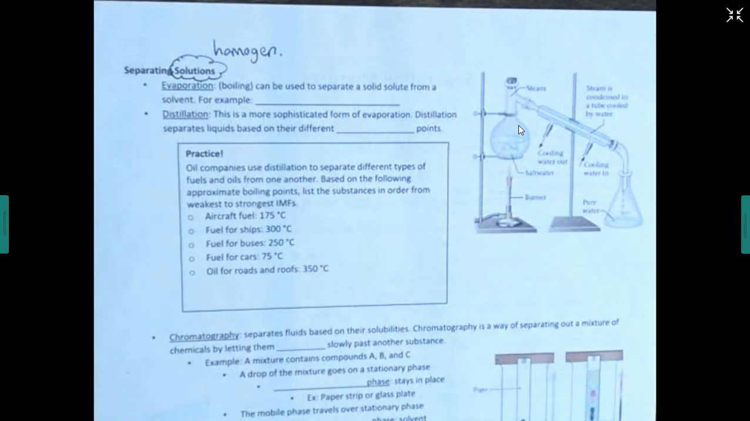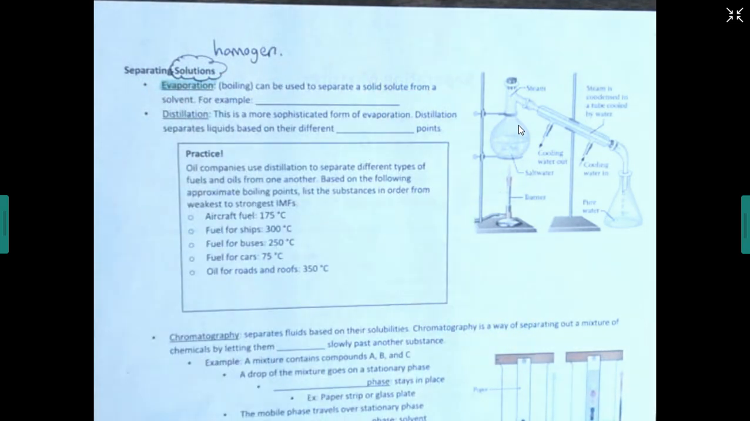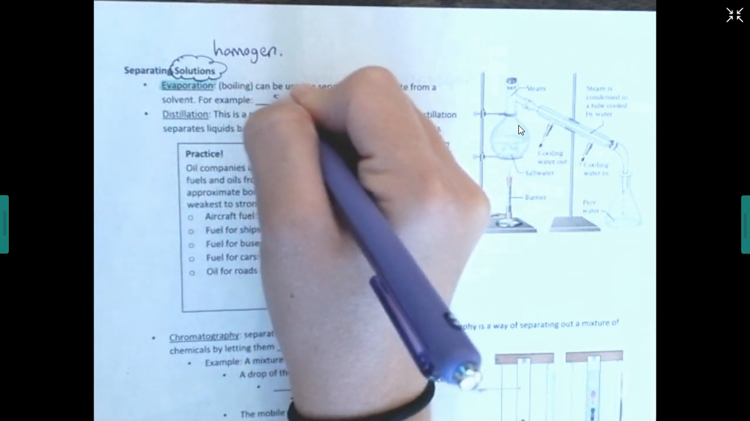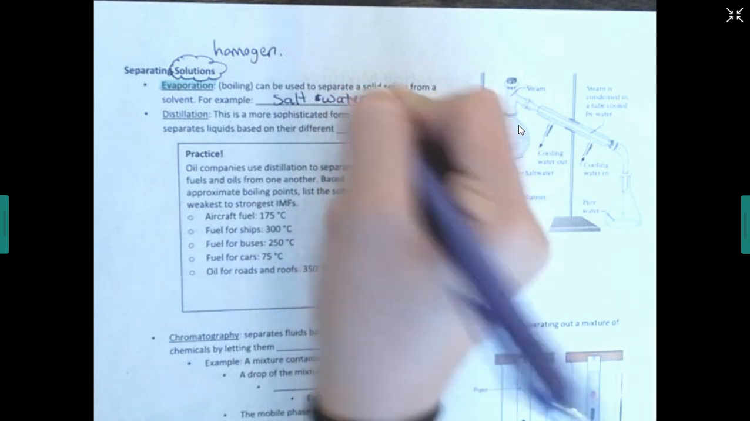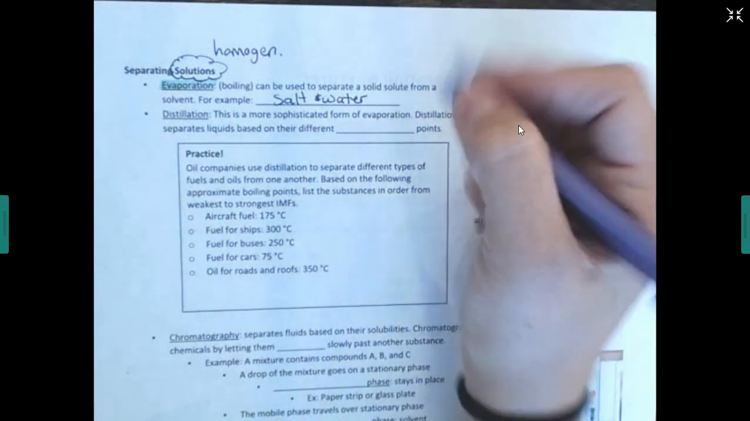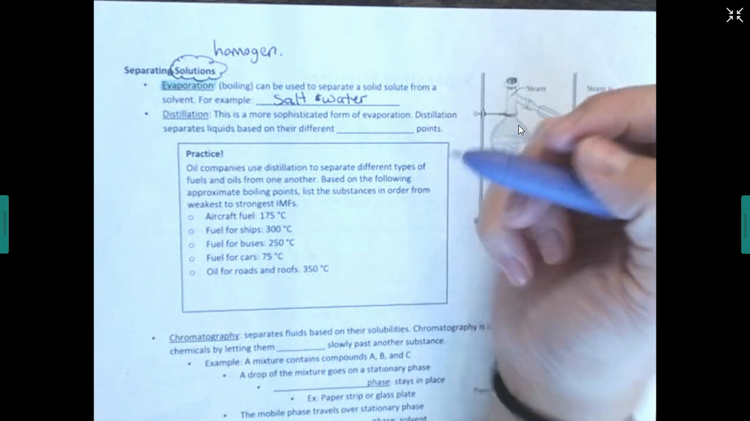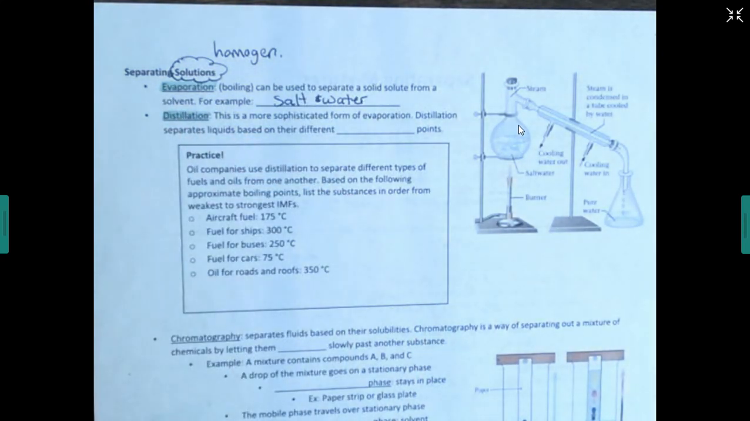The first way is through evaporation. Evaporation meaning boiling. It can be used to separate a solid solute from a solvent. For example, salt and water. If you took some salt water and you boiled it, all the water would evaporate off and you'd be left with pure salt in the bottom.